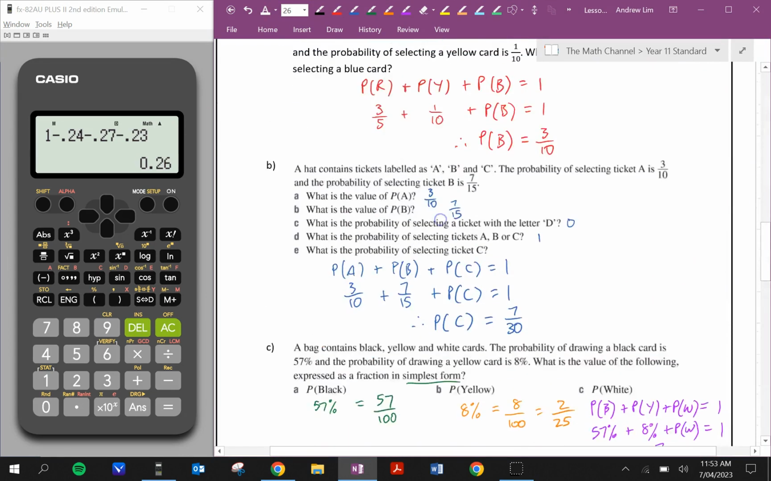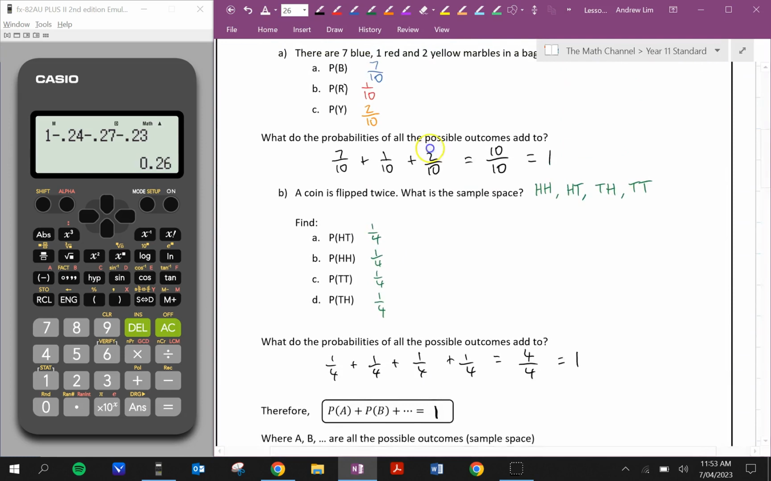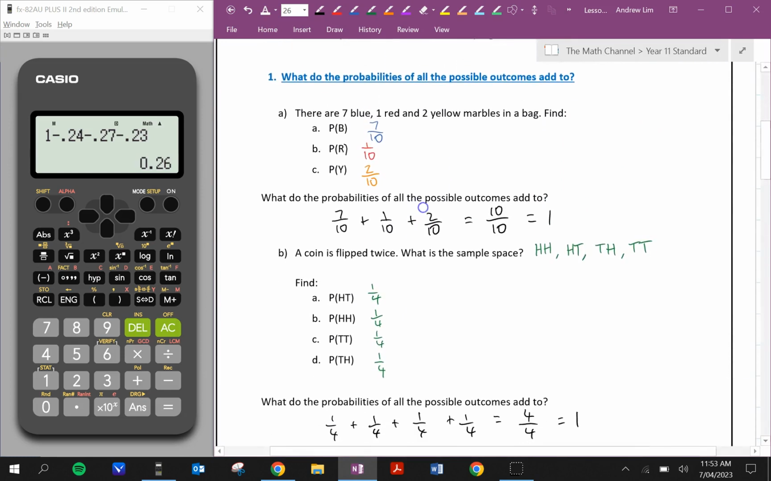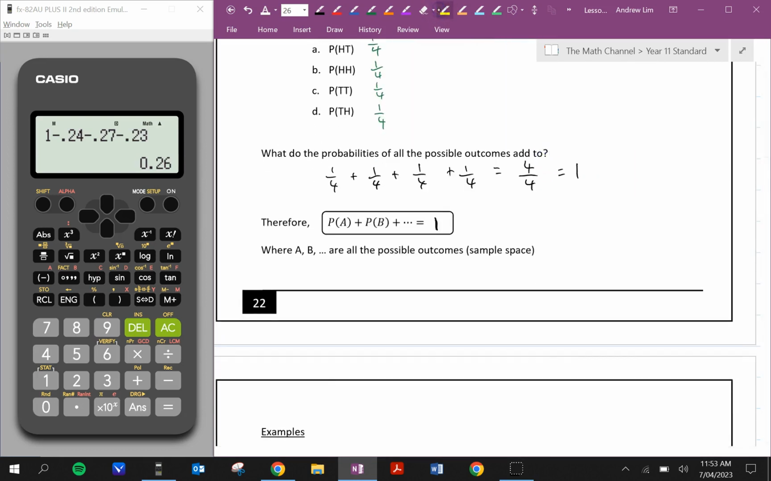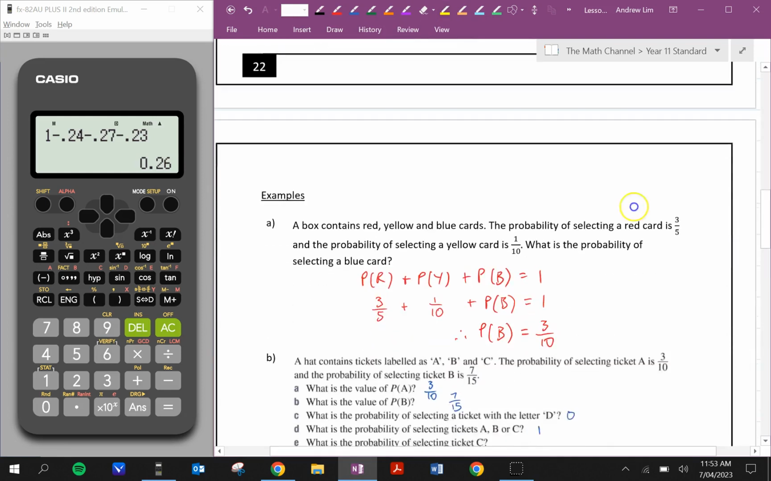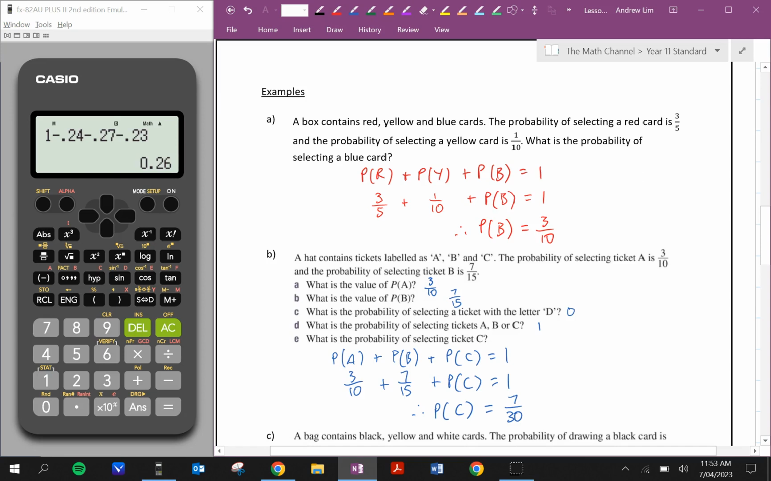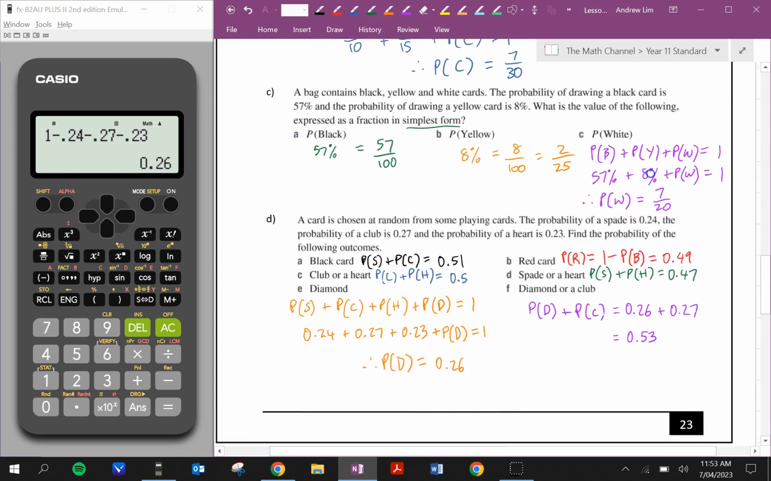Okay, so that's it for this video, right? So what did we look at? We looked at what all the probabilities of the possible outcomes add to. Okay, so when we add all of the probabilities of all the possible outcomes, they always add to 1. Okay, and that's highlighted by this formula. Okay, so when we know that fact, we can use it to work out the probabilities of some other events, some other outcome, by doing 1 minus all the other ones. And that's pretty much it.